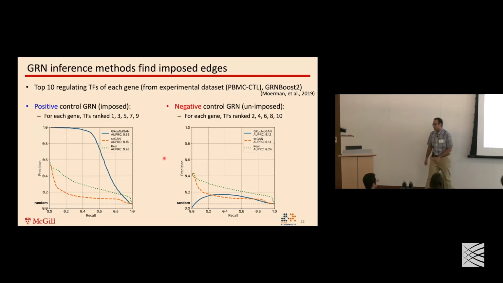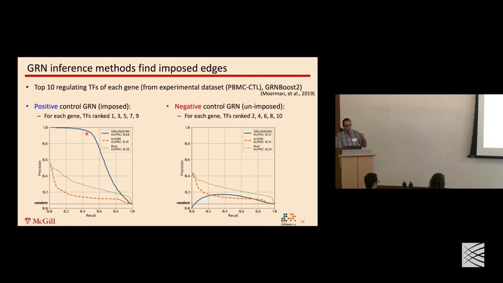So if we start by looking at this green line here, this shows the precision recall curve for GRN-boost2 applied to the reference experimental data set, evaluated on this positive control GRN that I mentioned. And here again, on the negative control GRN. And again, we see very similar behavior in precision recall, showing that these two networks were of similar importance in the original reference data set for this experiment.